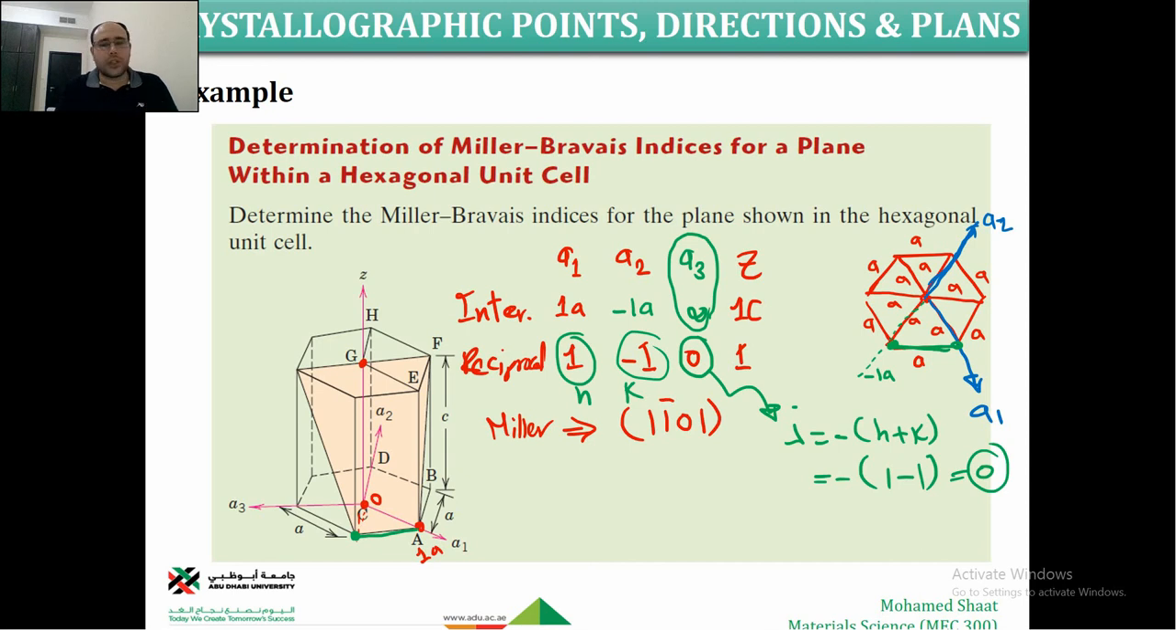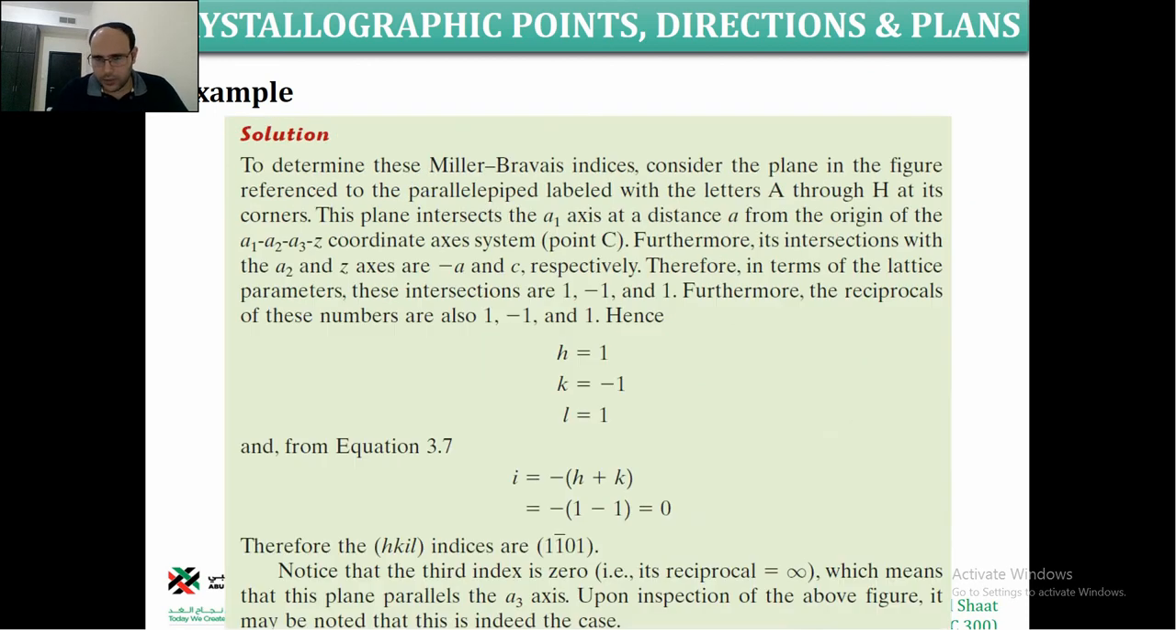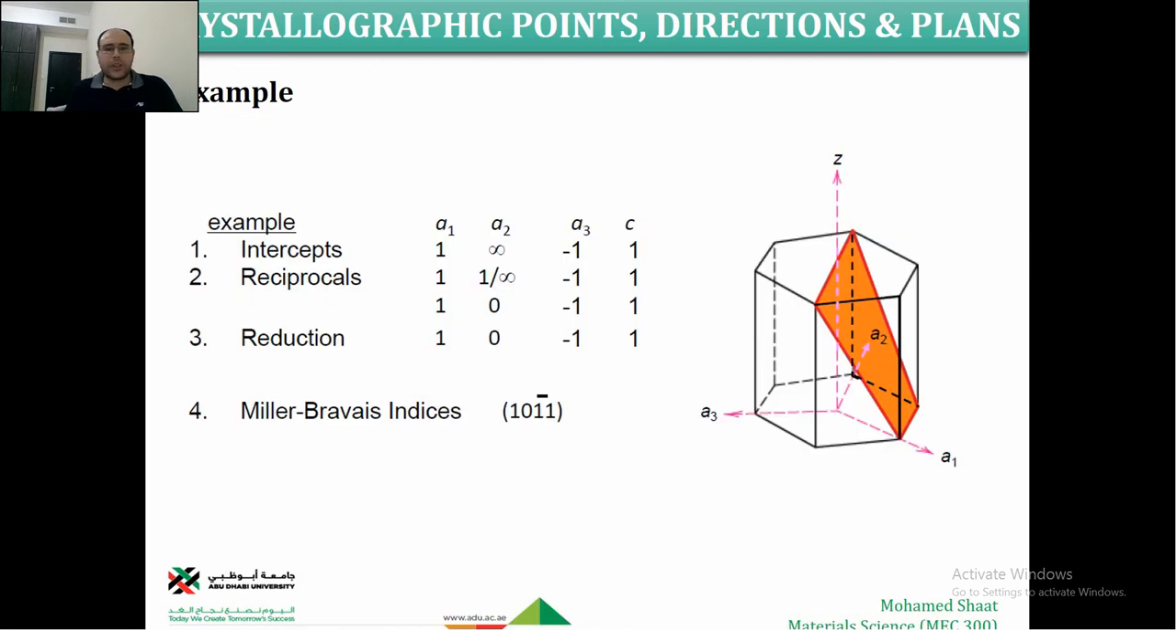You're going to end up with the same result as if you try to figure out the intercept with the A3. Make sense? So this is nothing new in comparison to the previous system, but the new thing is this extra index. And instead of dealing with X, Y, Z, you're going to deal with A1, A2, A3, and Z axes, 4 axes. Make sense? Let us consider this example as well.